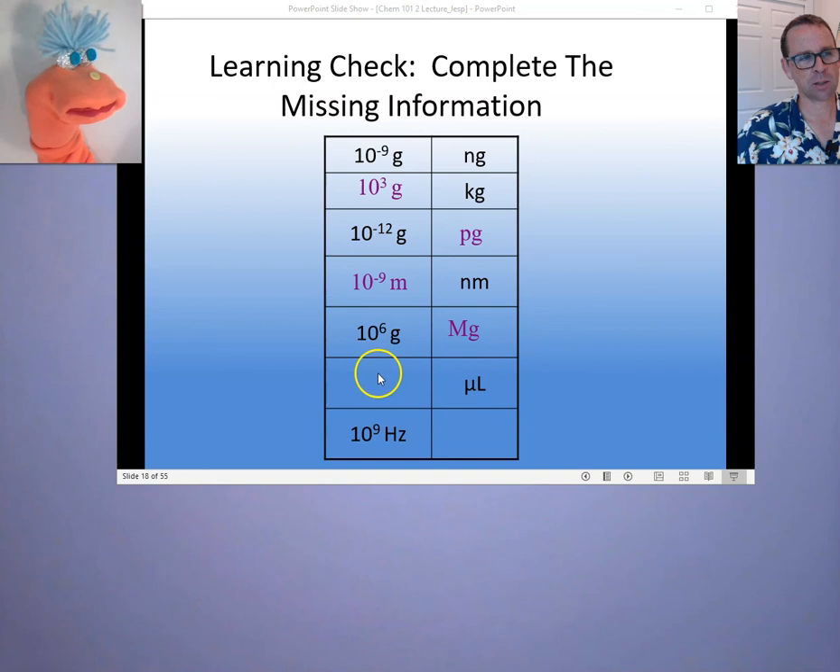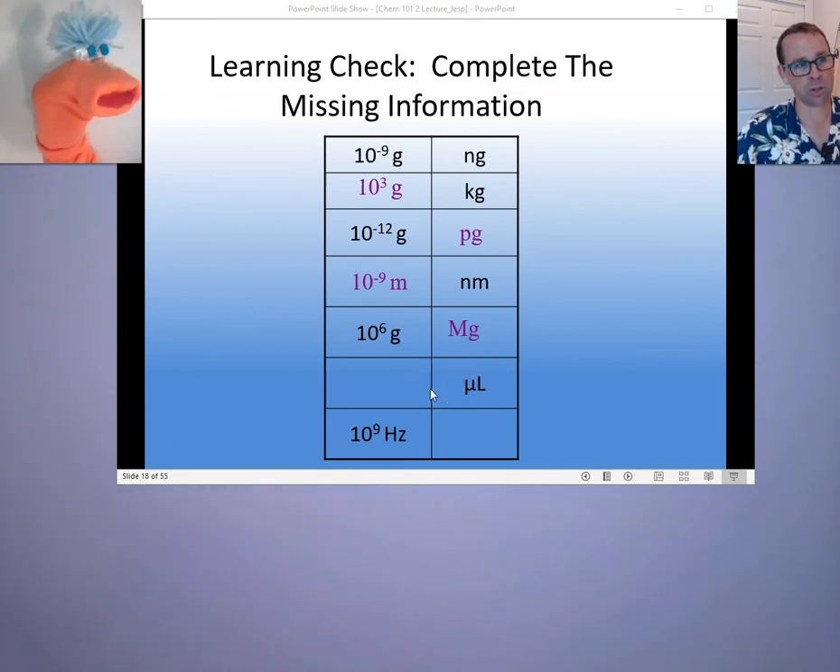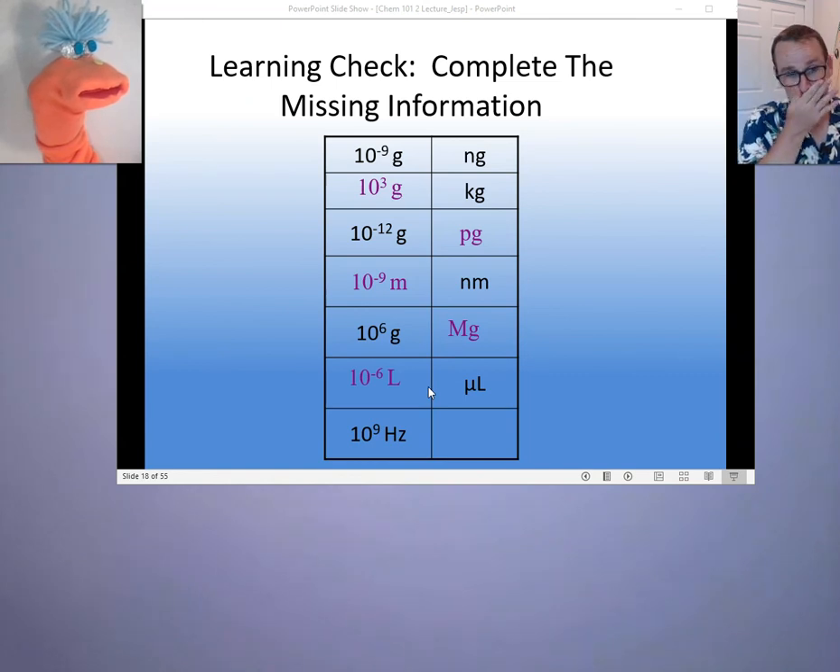Microliter. What do you think? It's 10 to the... We would want it in liters, right? Yeah, liters. So is a liter more than a microliter or less? Less. So it's 10 to the minus 6. Very good. 10 to the minus 6 liters.